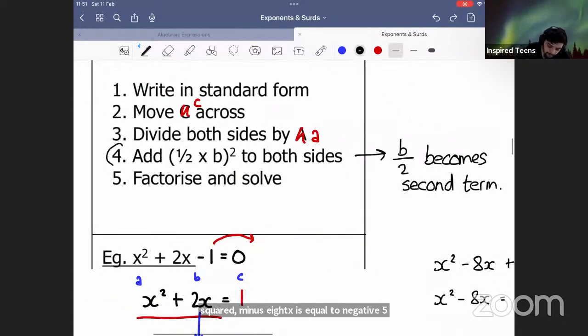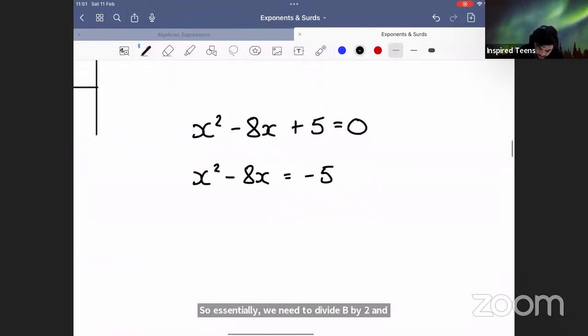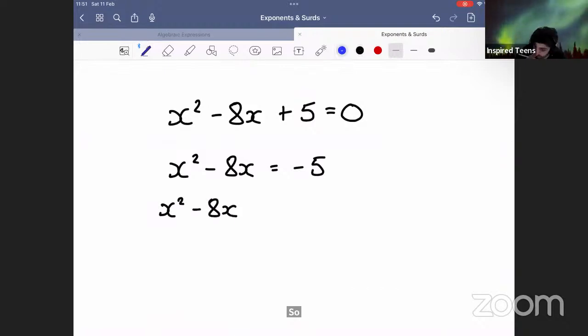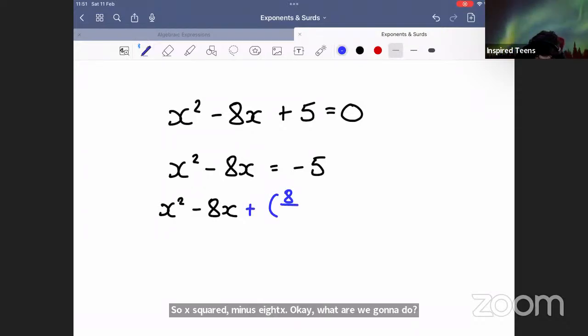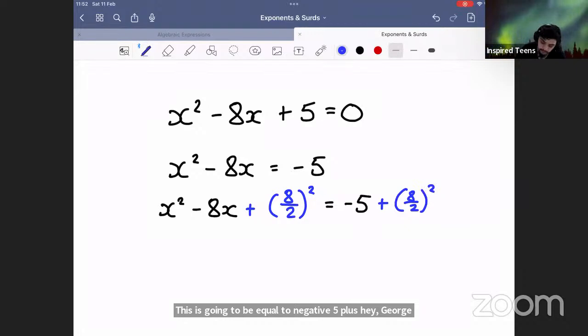Now the next step, number 4. Add half times b squared to both sides. So essentially, we need to divide b by 2 and square it and add that to both sides. So x squared minus 8x, okay? What are we going to do? We are going to add b, which is 8, divided by 2, and square that number. This is going to be equal to -5 plus 8/2 squared.